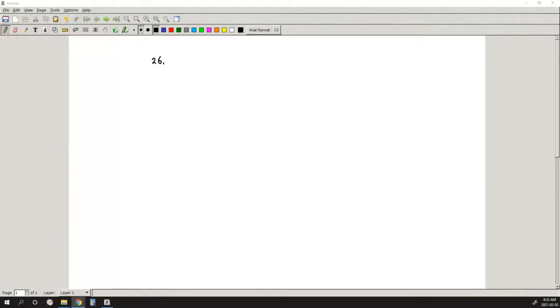Okay, so this is 26.6, and we looked at this in video 2 from the work that we did. So in that video we looked at this setup. I'll redraw it here as best as I can. We looked at something that looks like this.